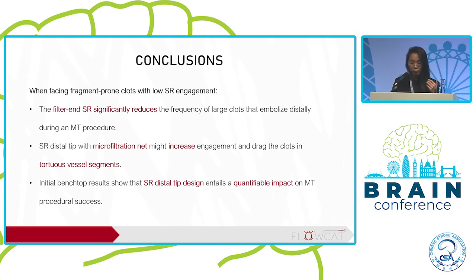So in conclusion, when facing fragment-prone clots with low stent retriever engagement, the microfiltration net has two main functions. The first one is to reduce the frequency of large clots that embolize distally during a procedure, which potentially could mitigate the deleterious effect of the distal embolization. And the second function is that the microfiltration net might increase the engagement and drag the clots in those basal segments. Finally, initial benchtop results show that the stent retriever distal tip design entails a quantifiable impact on mechanical thrombectomy procedural success. And that's all. Thank you.